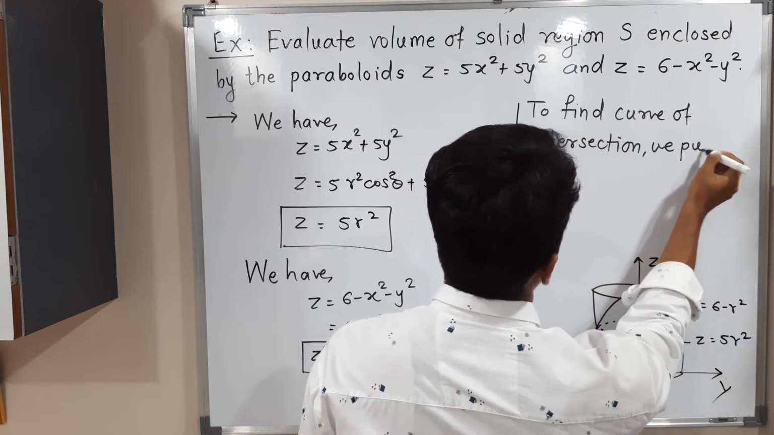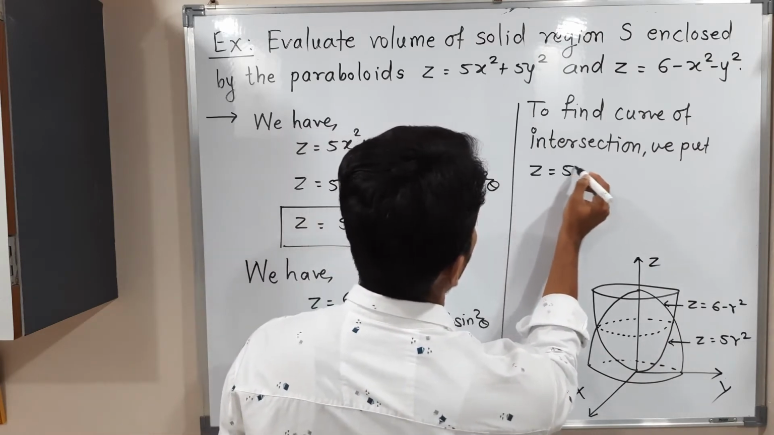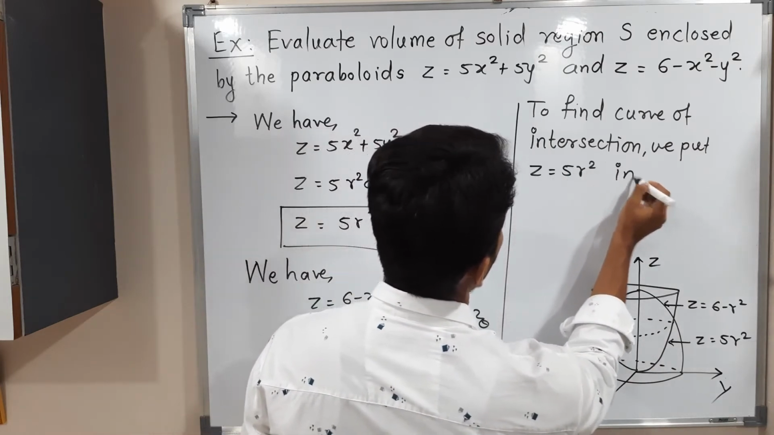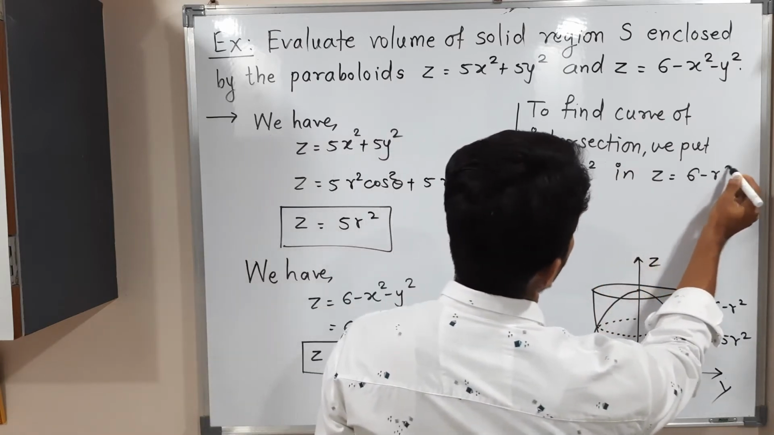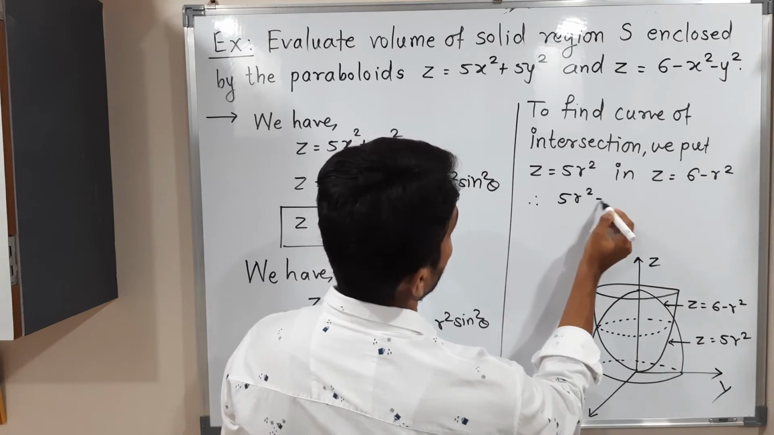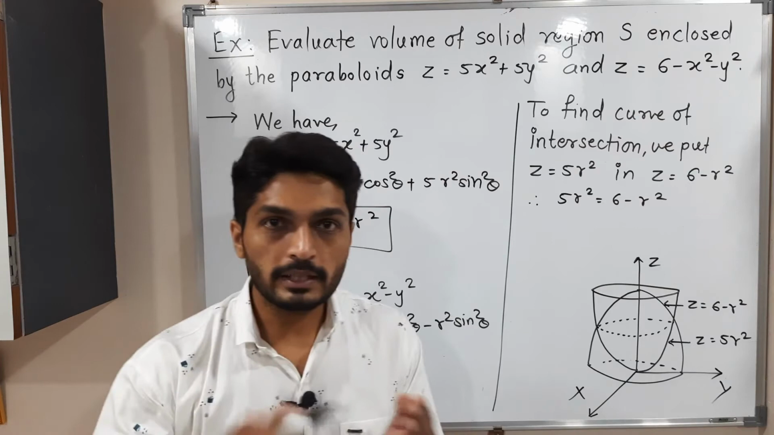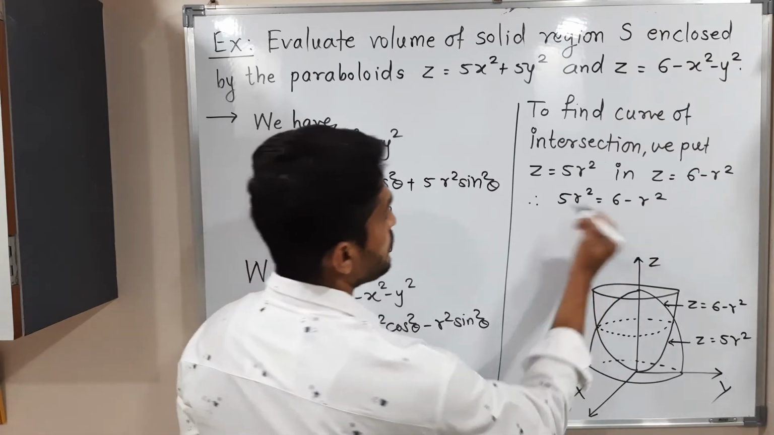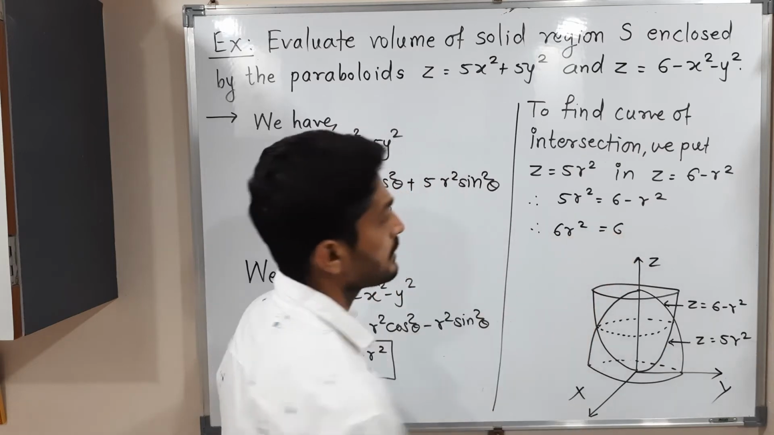We will put one equation, that is z is equal to 5r square. In the second equation, z is equal to 6 minus r square. So therefore, I am putting z is equal to 5r square here: 5r square is equal to 6 minus r square. So that r square I will take on this side. So r square plus 5r square, 6r square, which is equal to 6.